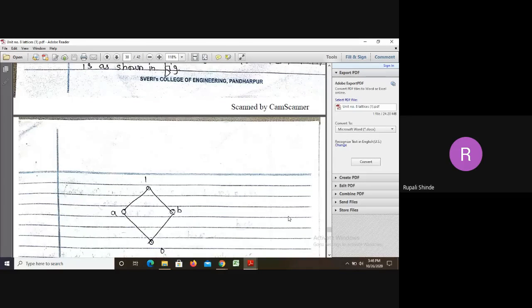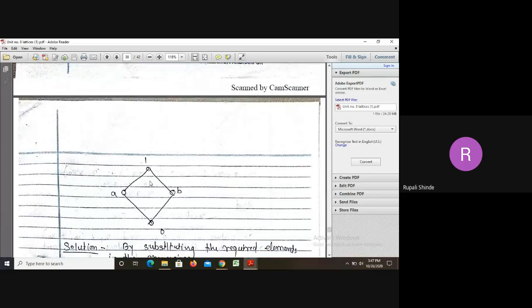So look into this diagram. This Boolean algebra consists of four values: 0, a, b and 1. Can anybody tell me what is complement of 0 here? 1. Correct. Complement of 1? 0. Complement of A? B. And complement of B? A. Okay, so this is our given Boolean algebra.